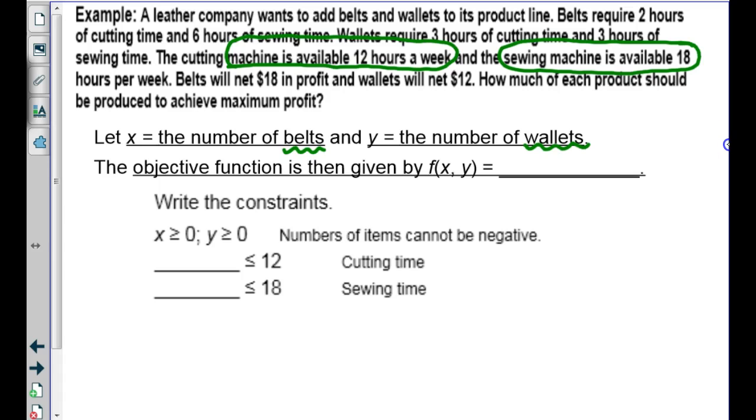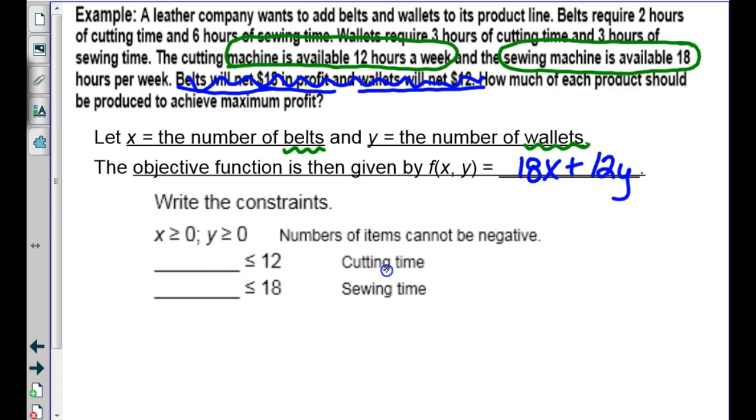Okay. What is the profit that we make? $18 for every what? Belt. Yes. So that would be 18X. And wallets, we get a profit of 12, so plus what? 12Y. Okay. Like I said, I like to do that early on in the problem just because then those numbers aren't confusing me when I go to write any other functions. We can't make negative items, so we have these two hidden constraints here.